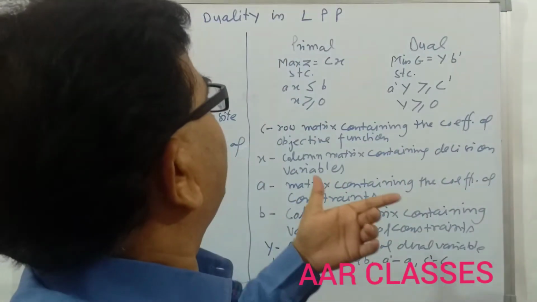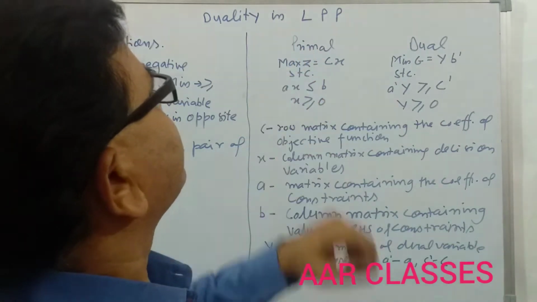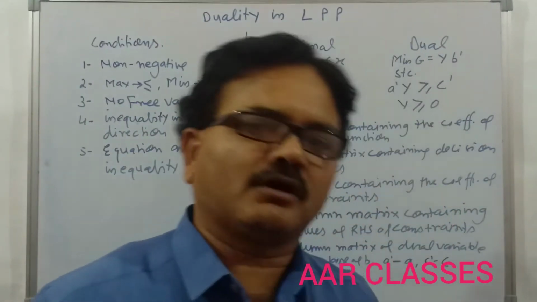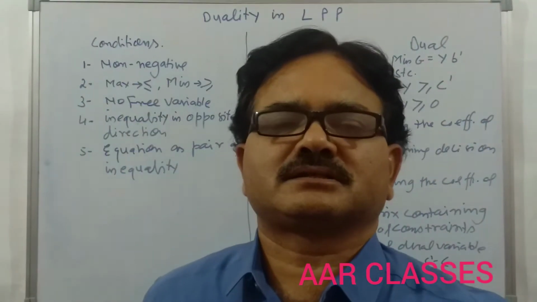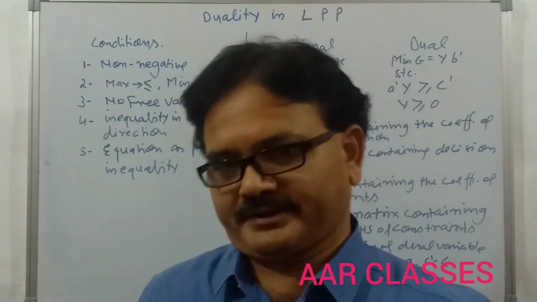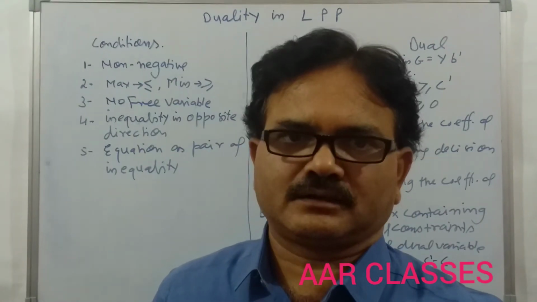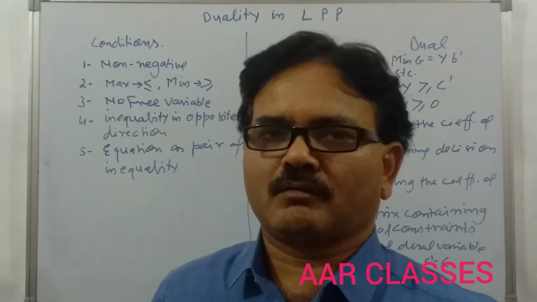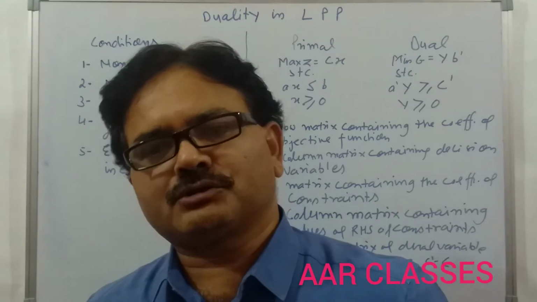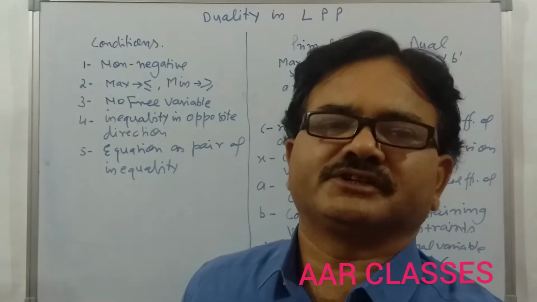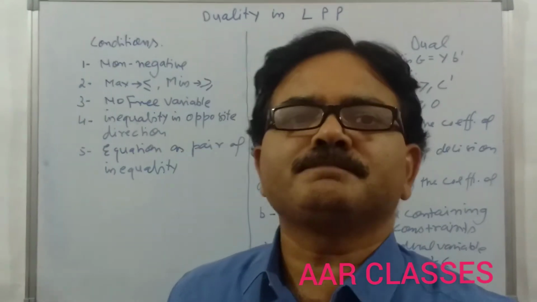Now, there are certain points in writing a dual of a primal. Those points, or conditions, we must keep in our mind. There are normally 5 points that I'll cover here as conditions. One, that is the non-negativity condition. We need to ensure that every decision variable has to be non-negative, meaning they have to be positive.